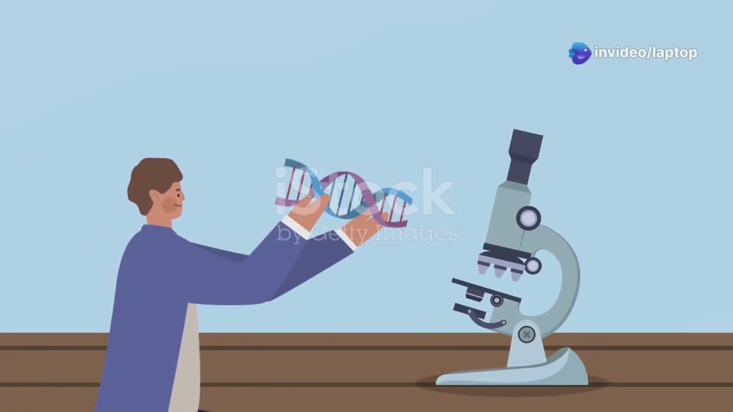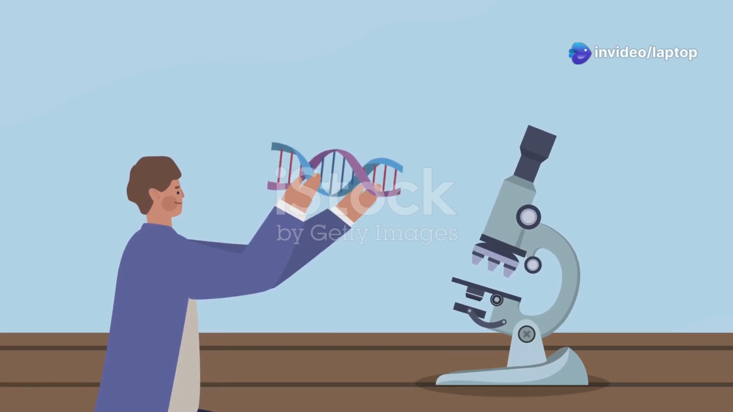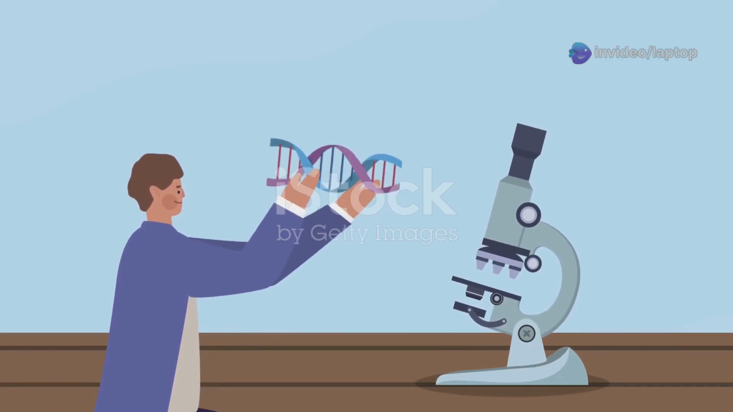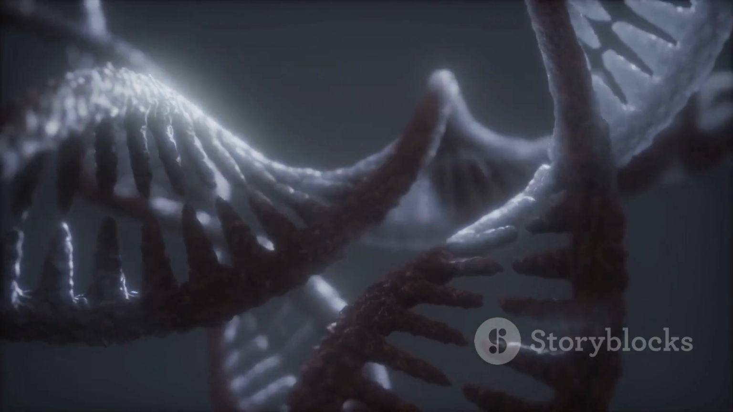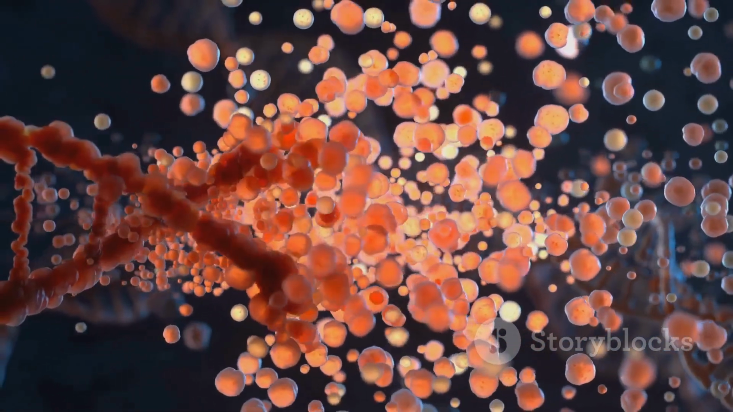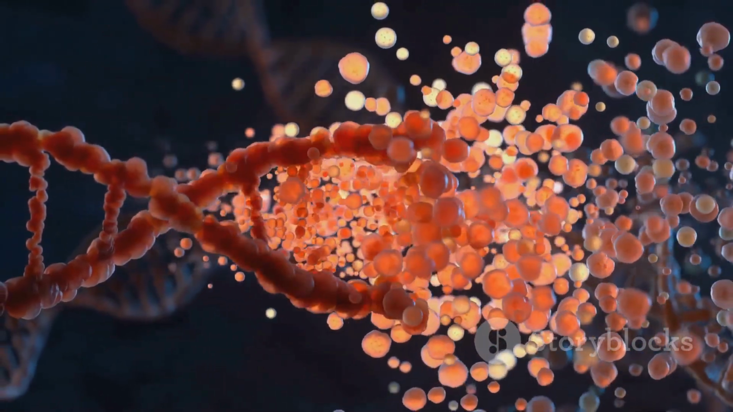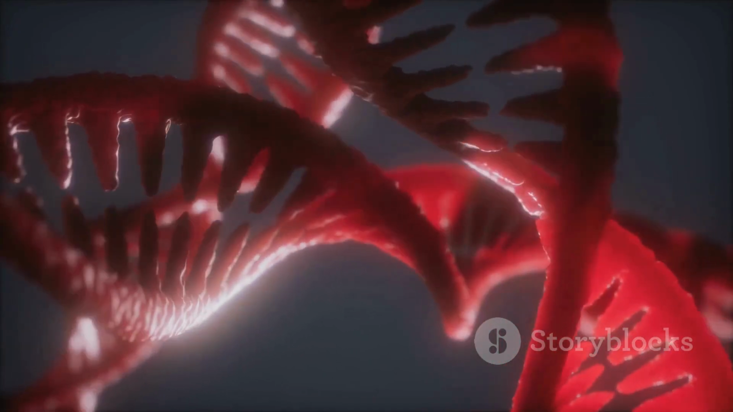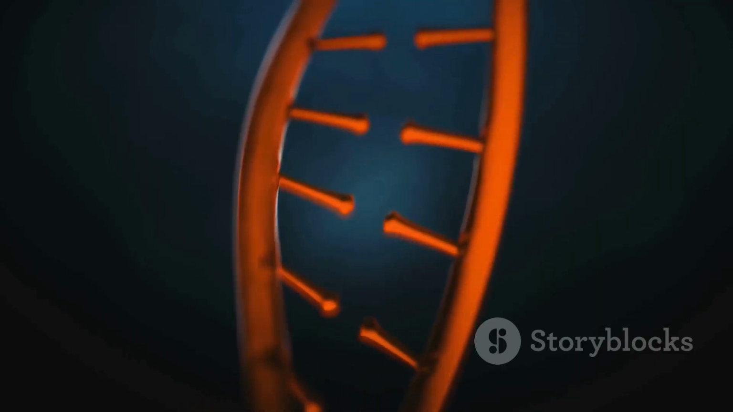Primase binding. An enzyme called primase, referred to as DnaG in E. coli, binds to the single-stranded DNA at the replication fork. Primase synthesizes a short RNA primer that is complementary to the template DNA strand. This primer provides a free 3' hydroxyl group, which is essential for DNA synthesis.